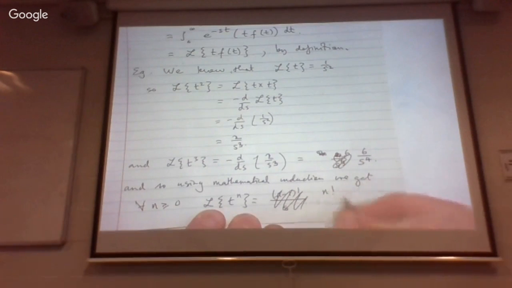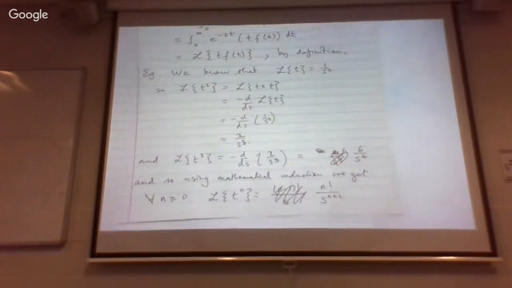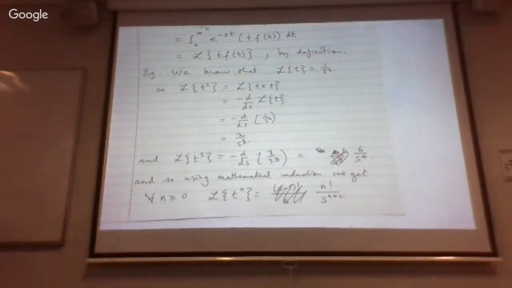It's n factorial over s to the power n plus 1. I knew the formula, so it wasn't matching with what I'd done. Okay, sorry for that. You should have stopped me when I wrote that there. I just wrote it in the notes a few pages ago.